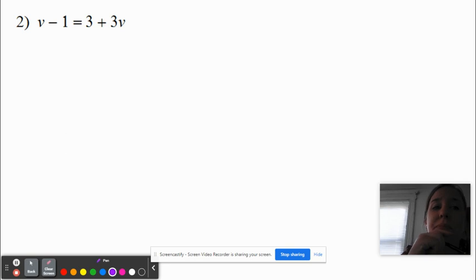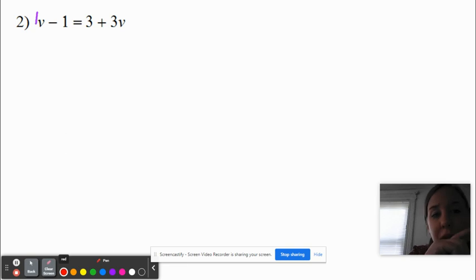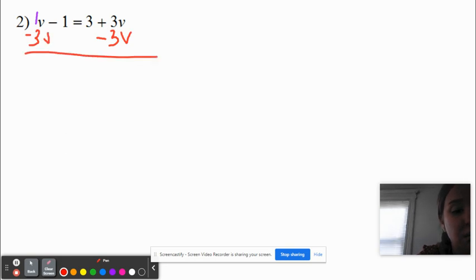All right. It doesn't matter. I'll go ahead and put my variables on the left. That's how most students are comfortable. So this 3v, let's focus on moving our v terms first. Our 3v, it's a positive. We're going to zero it out by subtracting it. Right? And 1 minus 3, negative 2v.